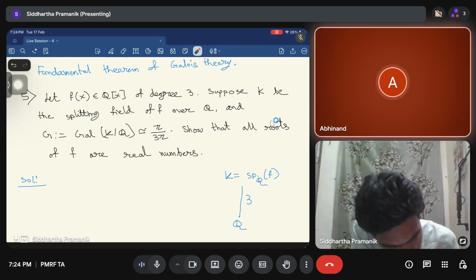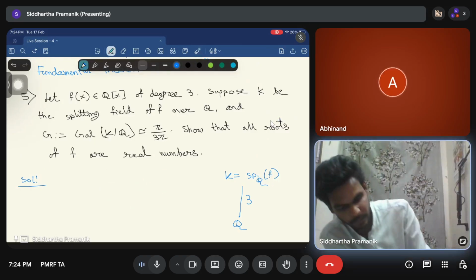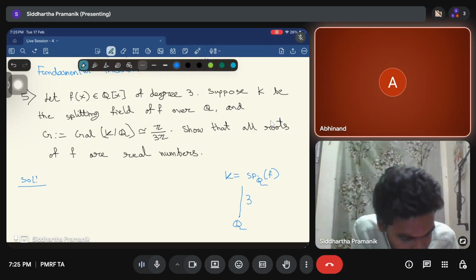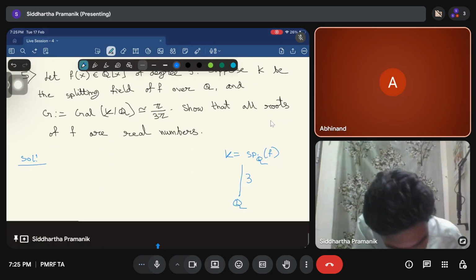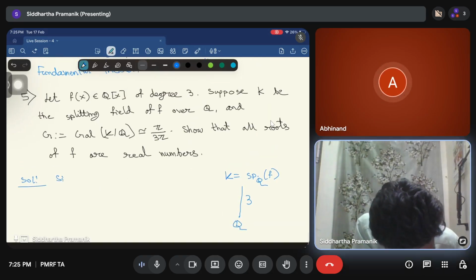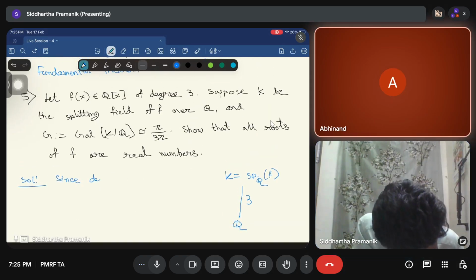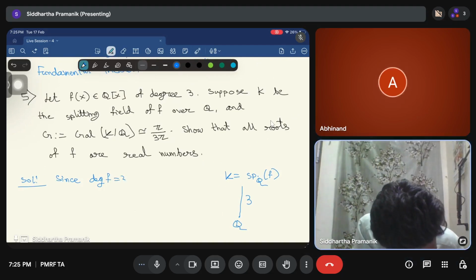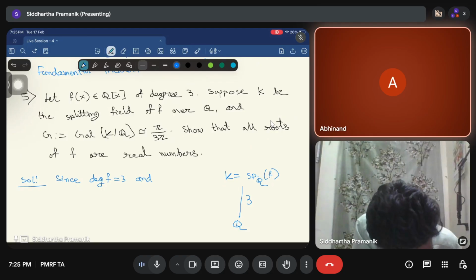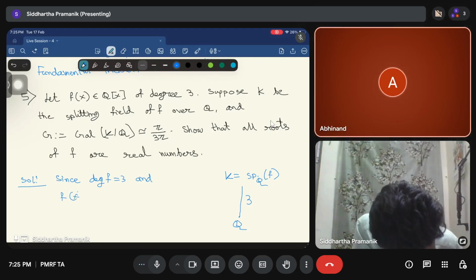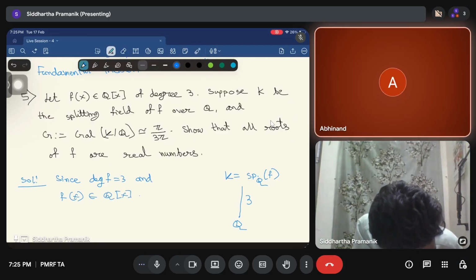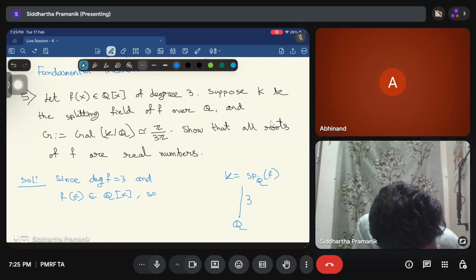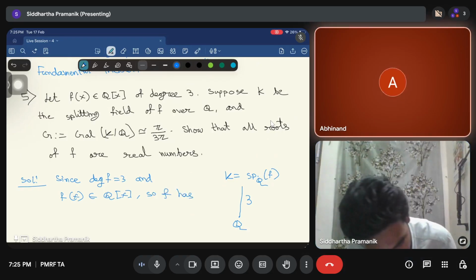So the first thing that can be observed is that the degree of f is 3, right? So it has at least one real root. Since the degree of f is 3 and f(x) is in Q[x], f must have a real root.